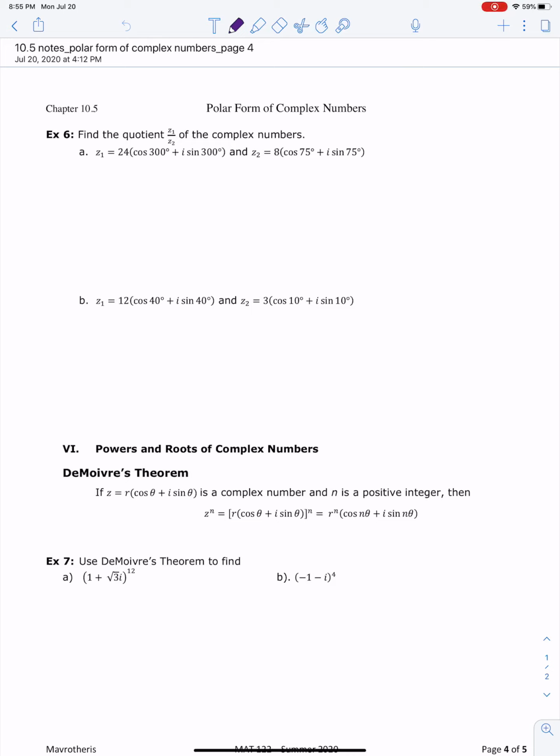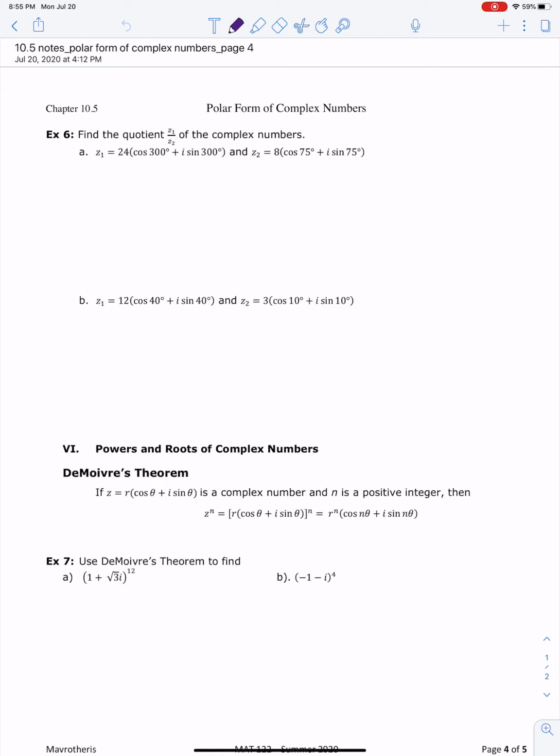10.5 notes, polar form of complex numbers, page 4. So we're going to continue what we were doing on page 3. On page 3, we multiplied two complex numbers. Now we are going to divide, and so we've got the quotient of two complex numbers.